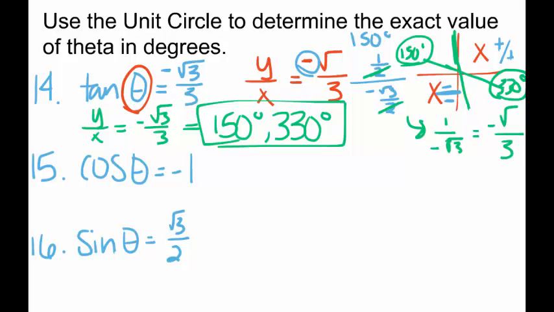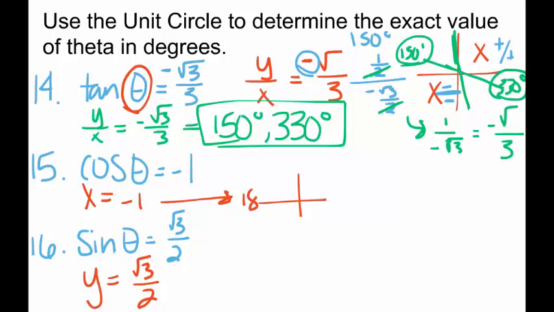Cosine and sine. I know in my unit circle that cosine is x and sine is y. So I'm looking for where in the world is an x value, just an x value by itself, a negative 1. There is one spot and one spot only, and that is 180 degrees. It is the only spot that has an x as negative 1. It's my only answer.